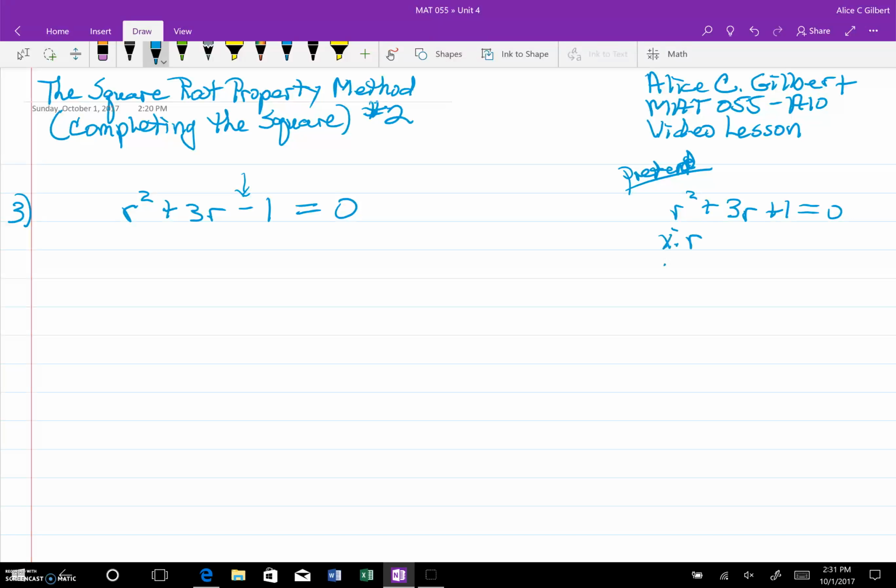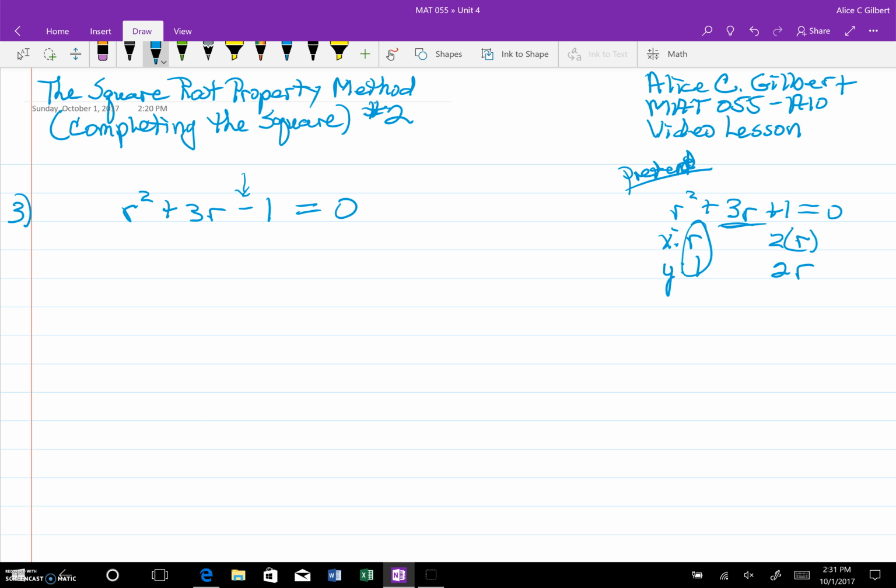The square root of r squared is r. The square root of 1 is 1. And remember, I need my middle term, so I multiply those two together. 1 times r is 1r, times 2 gives me 2r. But that's not what this is, so it still isn't a perfect square trinomial.